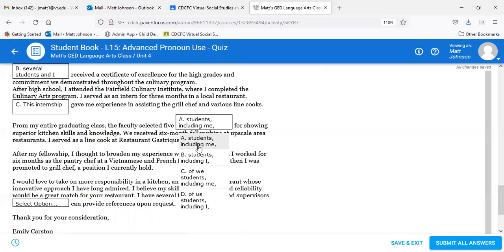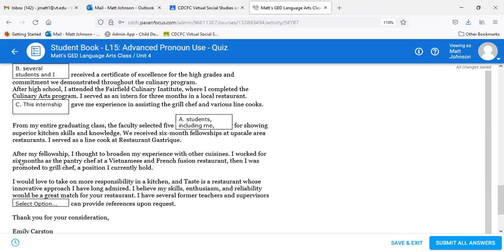A, because me is the object pronoun. For my entire graduating class, the faculty is the subject here. The faculty selected, that's our verb. Students, including me, are the object. The students and me are receiving the action. So that eliminates I, that eliminates we, and that eliminates us students and I.